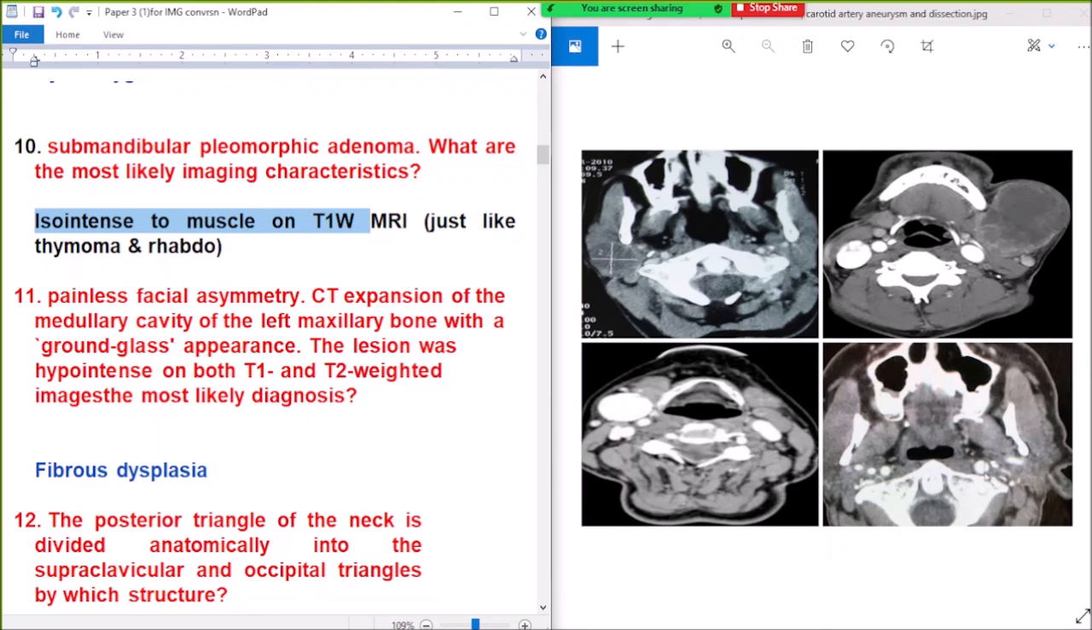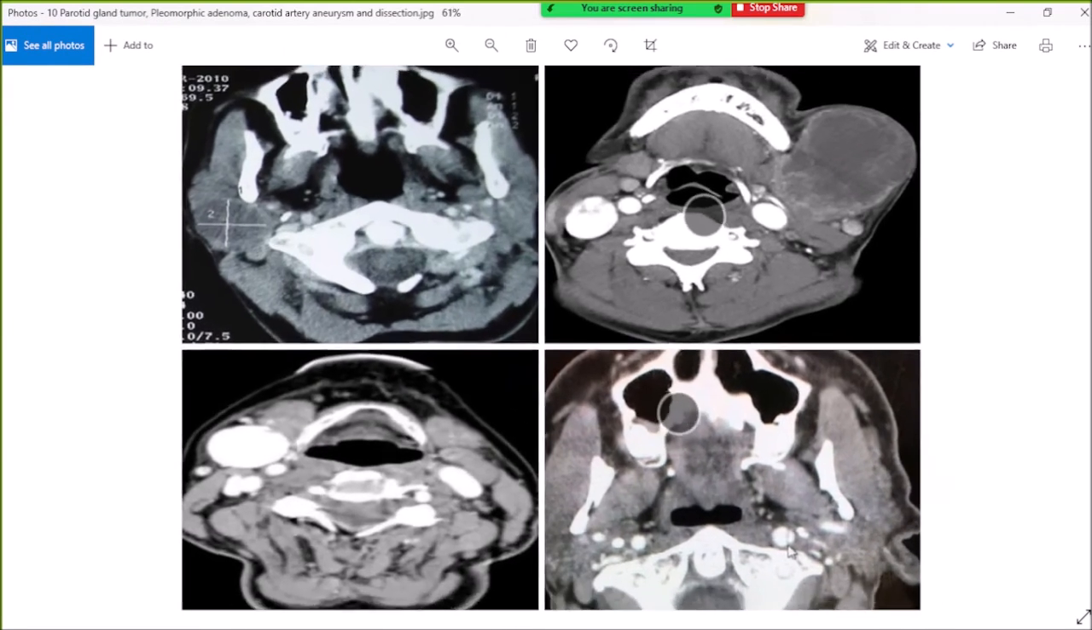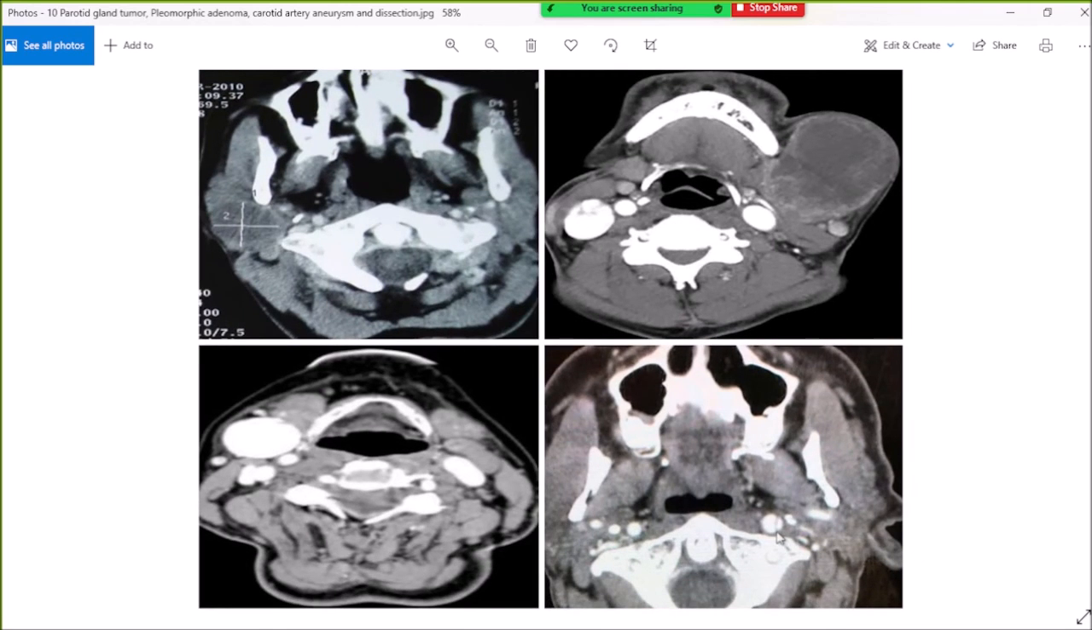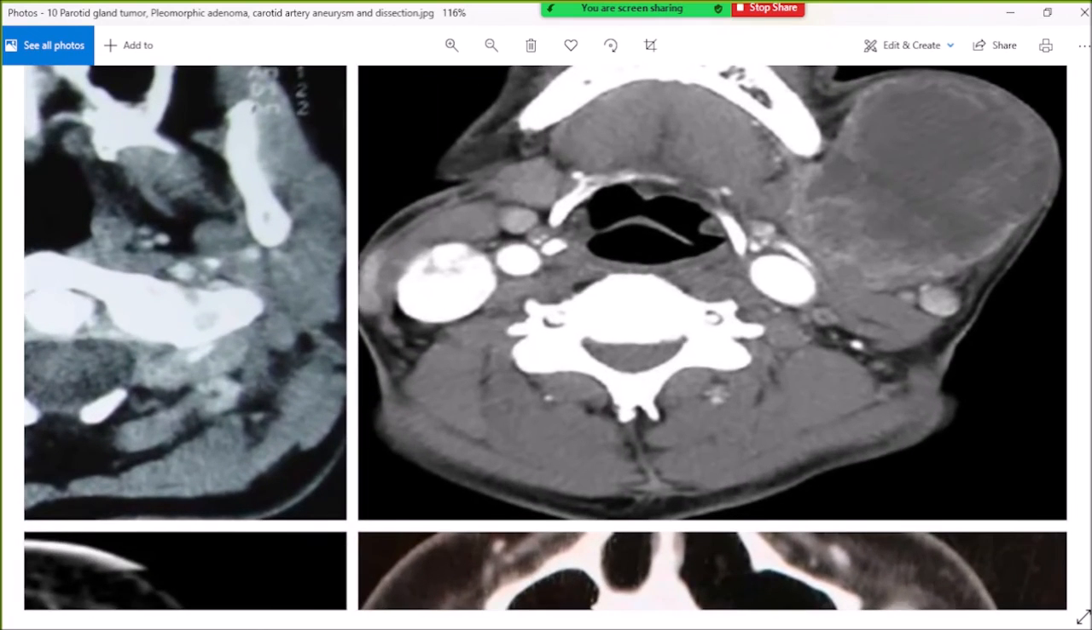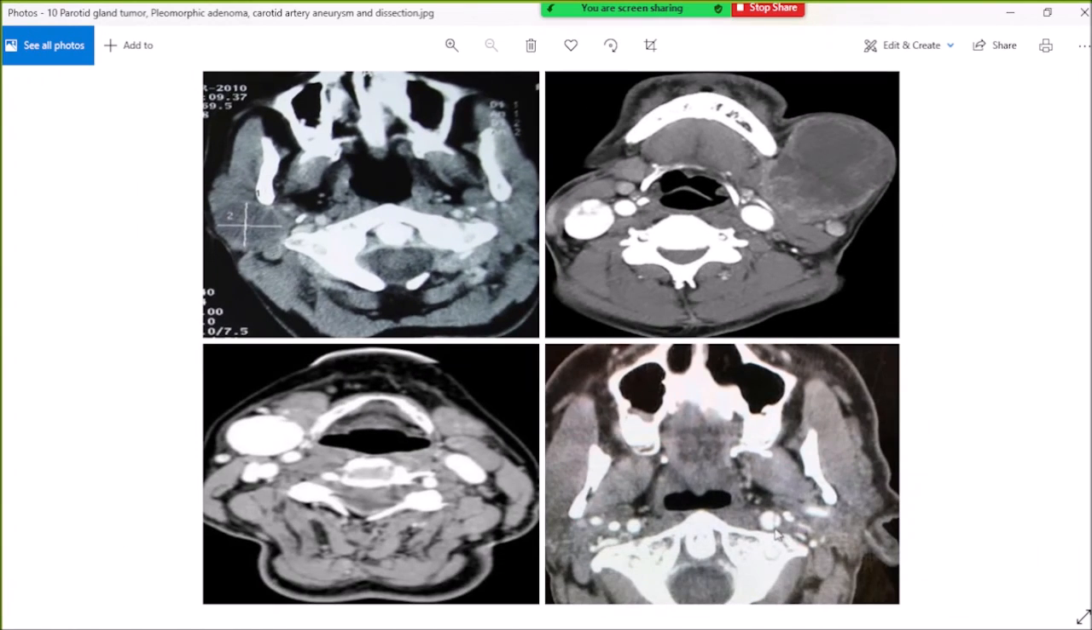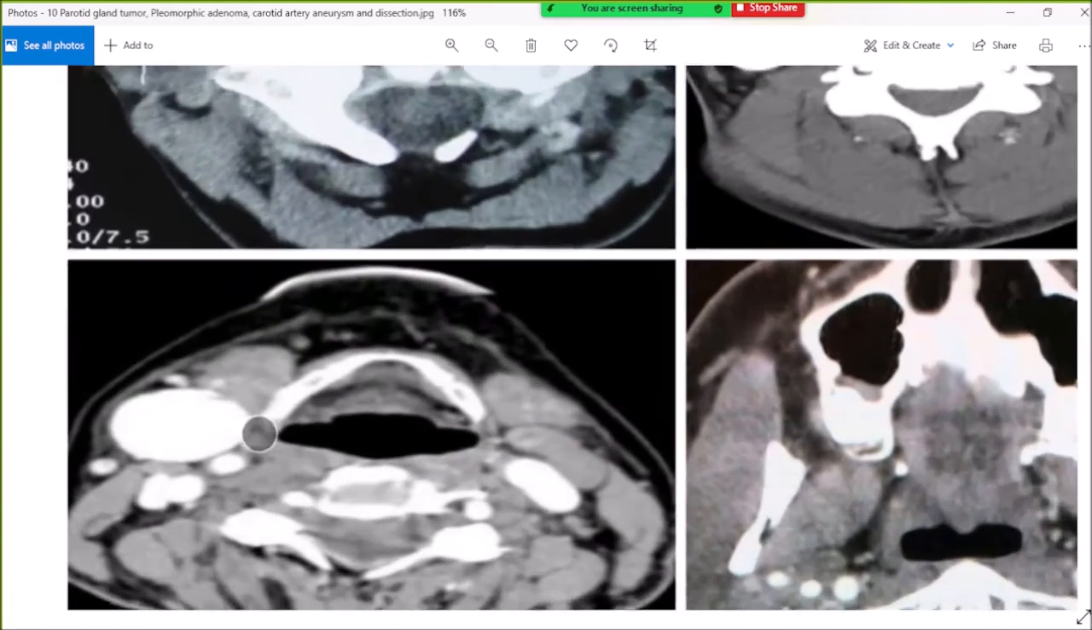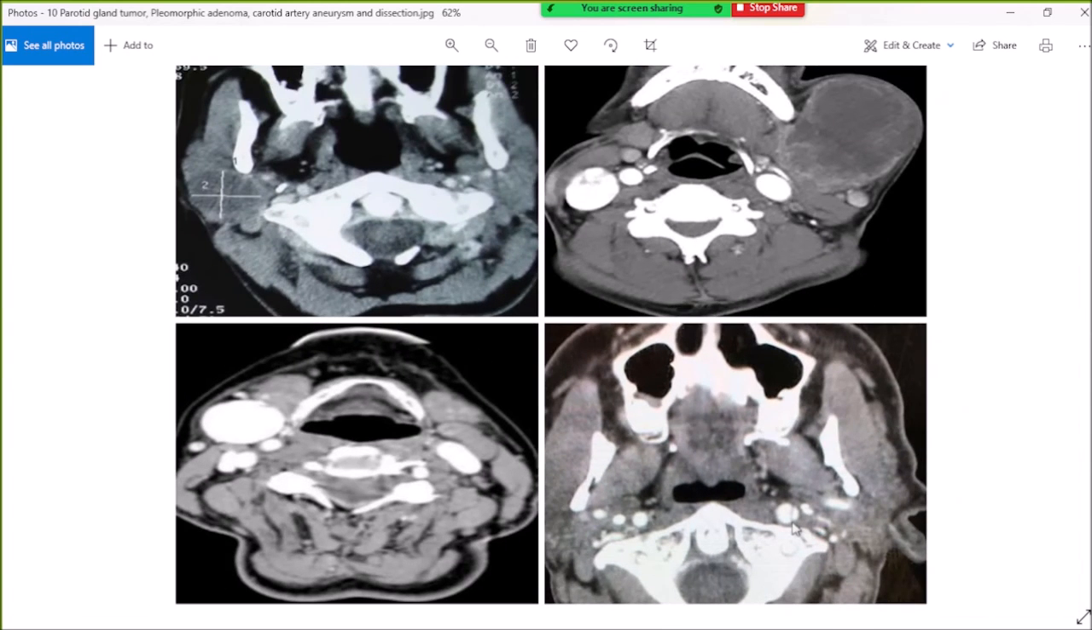Look here, this image. This is parotid gland, so this is a parotid gland tumor. This is pleomorphic adenoma, left side. This is a carotid artery aneurysm, and this is a left carotid artery dissection. Carotid artery dissection, carotid artery aneurysm, parotid gland tumor, pleomorphic adenoma.